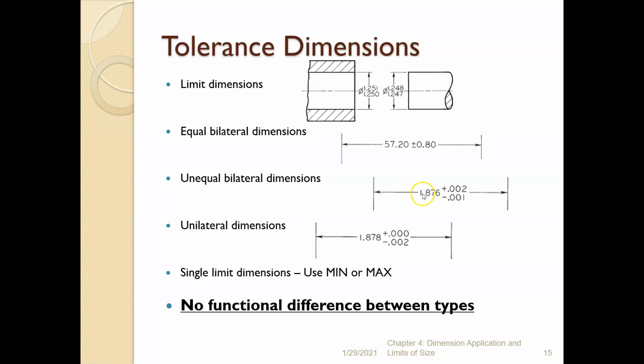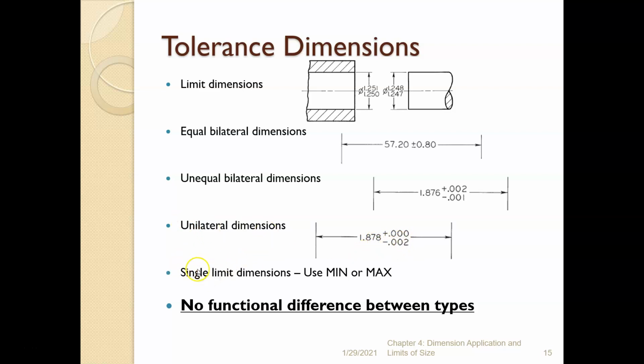So in this case, the upper limit of size is 1.878, 6 plus 2, and the lower limit of size is 1.875, 876 minus 0.001. And then finally, we have unilateral dimensions. A unilateral dimension is an unequal bilateral dimension where one of the sides, either the plus or the minus, is 0. So the upper limit of size here would be 1.878. The lower limit of size would be 1.876.